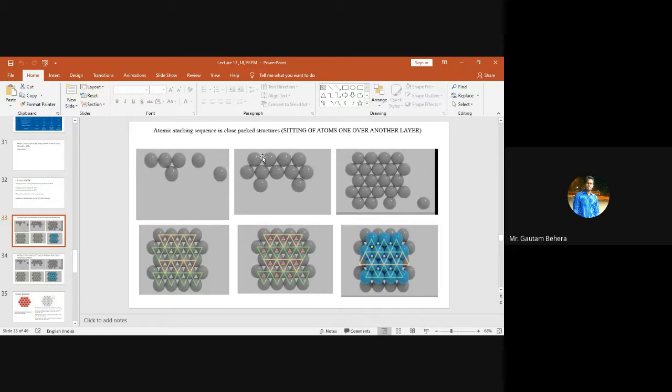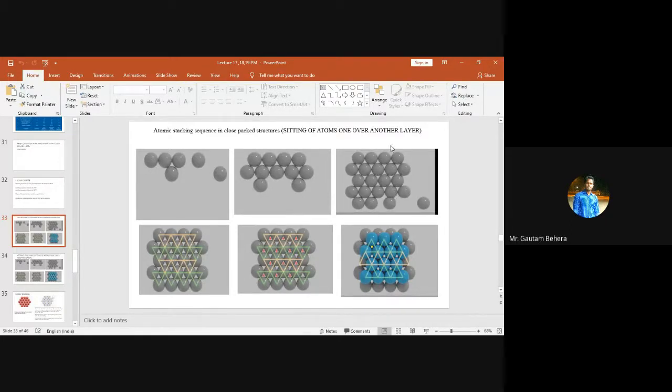You can see this is the first layer of atoms, a one-dimensional arrangement of atoms. Now the second layer is coming. This second layer is sitting at the valley positions of the first layer. These are the valleys, and atoms are sitting over here. So it becomes a two-dimensional arrangement of atoms. Again, this one is also a two-dimensional arrangement of atoms. More atoms are coming and sitting, right?